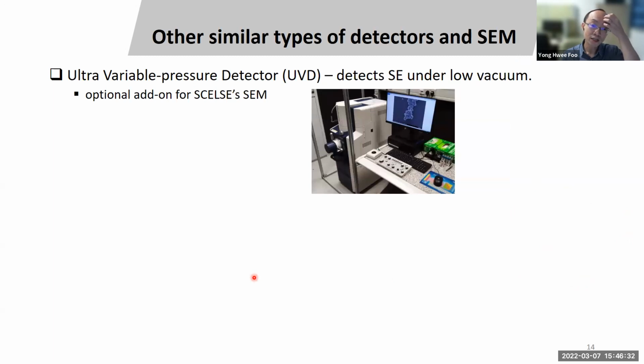Before I go to the last part where I show you some images taken from our SEM, I will need to cover some similar types of detectors as well as SEM. Sometimes you might encounter an ultra variable pressure detector, which can be installed in our SEM. It's an optional add-on for SCELSE SEM. What this detector does is it can detect secondary electrons under low vacuum. So this is one option that can improve the resolution of VP SEM.